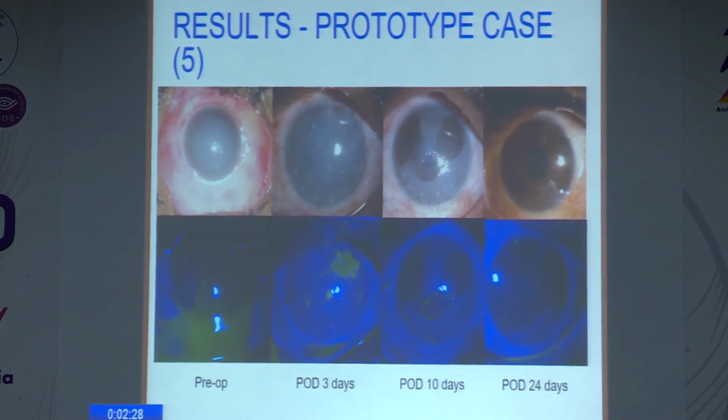These are the images of the prototype case, that is case 5. We see that preoperatively there was around grade 4 to grade 5 chemical injury with a conjunctival stem cell deficiency from around 4 o'clock to around 8 o'clock, along with the corneal injury. Post-op 3 days, that is after the tarsorrhaphy is opened, we see that the surface is epithelialized. There is a small defect of around 2 to 3 millimeters. And then after about 10 days, the surface is epithelialized. This is the same patient at 24 days of post-operative course.